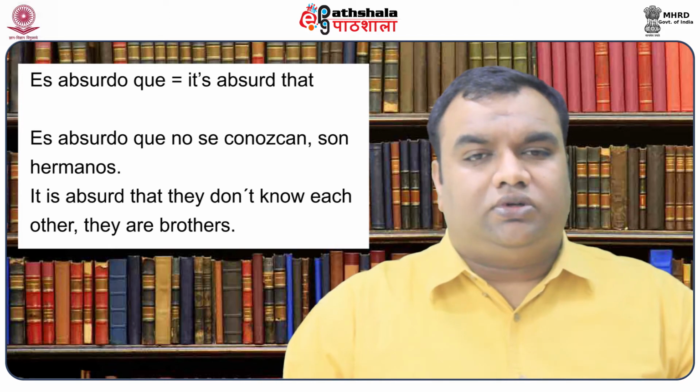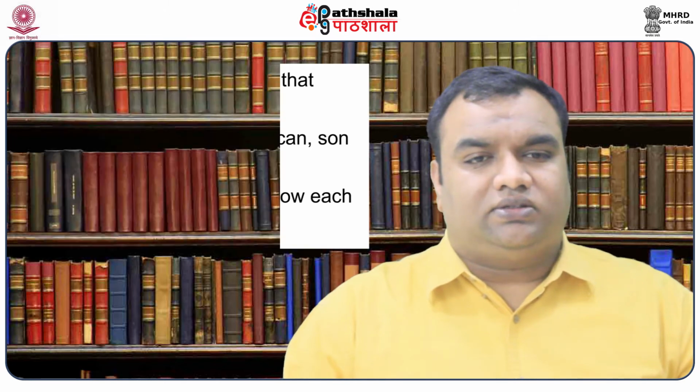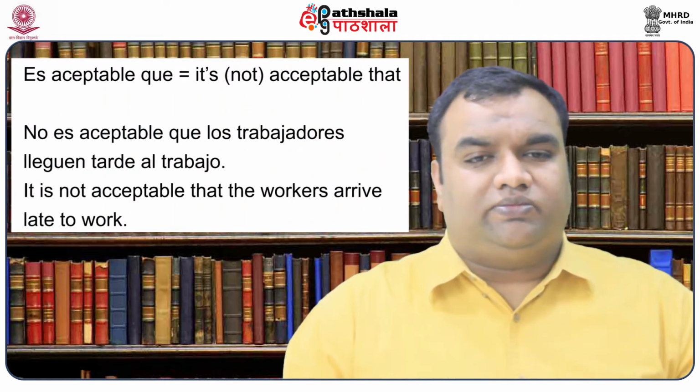Es absurdo que no se conozcan, son hermanos. I repeat, es absurdo que no se conozcan, son hermanos. The English version is, it is absurd that they don't know each other. They are brothers. Next is, es aceptable que, which means, it's acceptable that.